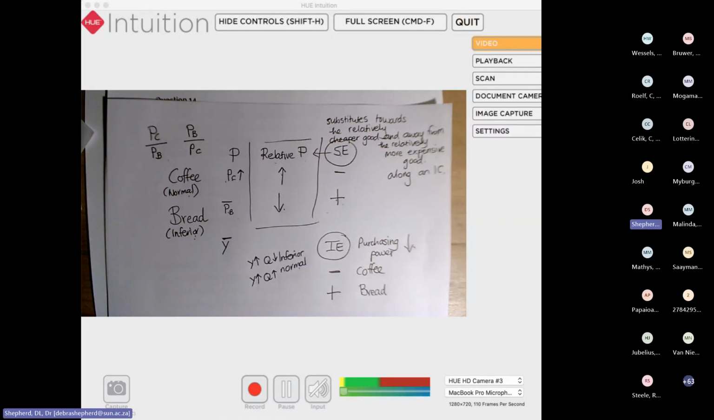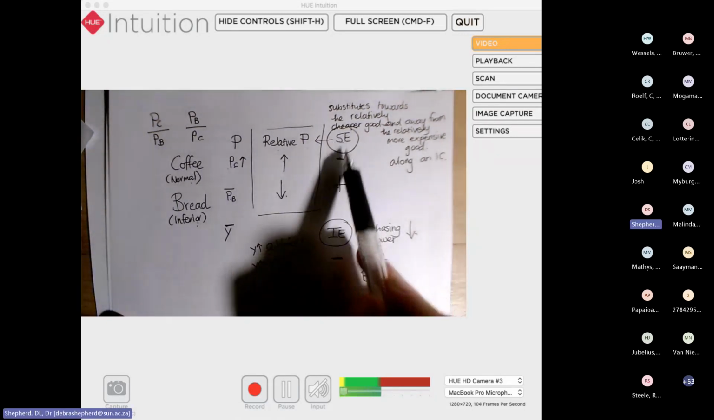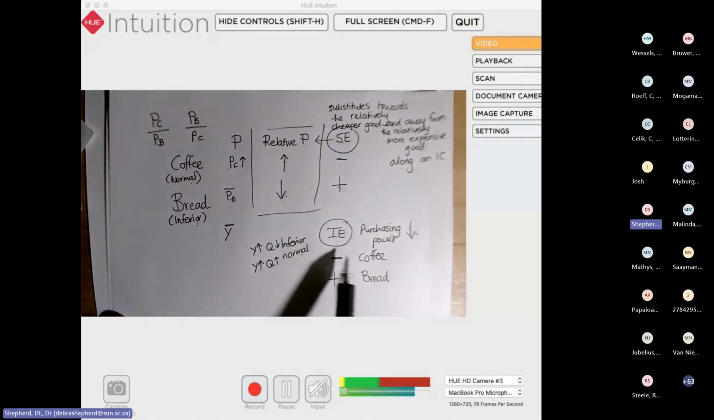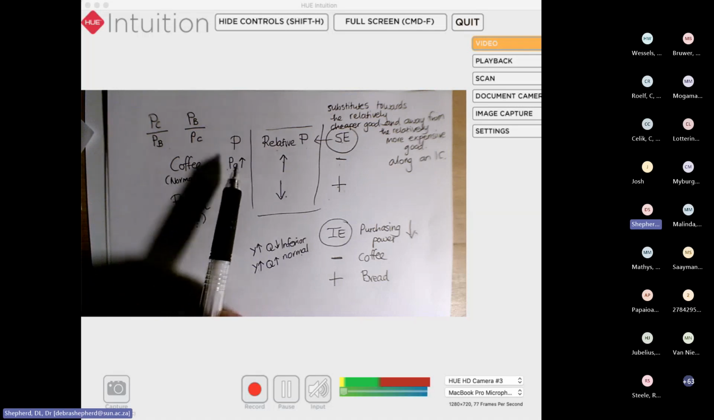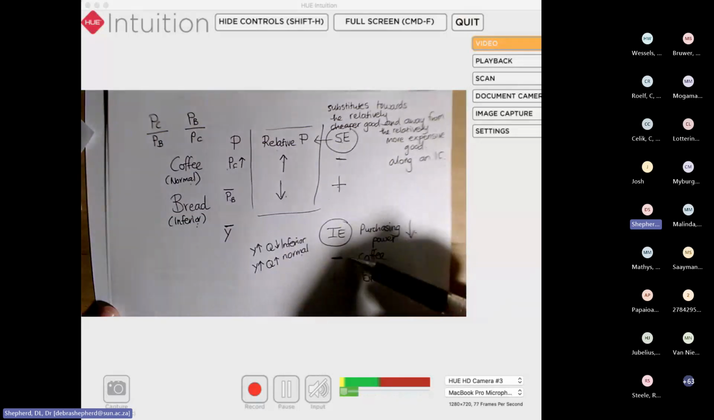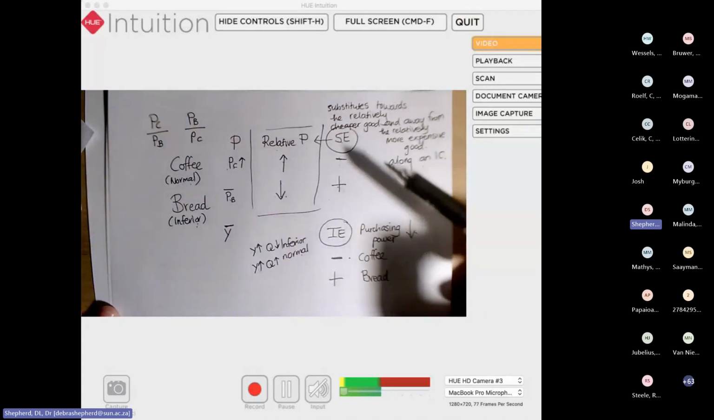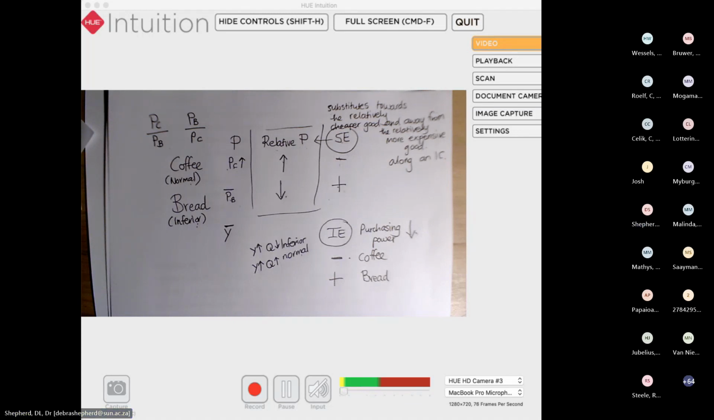Okay, so what we can conclude is that coffee has a negative substitution effect and it has a negative income effect. So how much coffee do you think I'm going to be buying once the price goes up? I'm definitely going to be buying less coffee because both the substitution effect and the income effect are negative. So after this price change, I'm definitely buying less coffee. Am I going to be buying more or less bread if the price of coffee goes up?